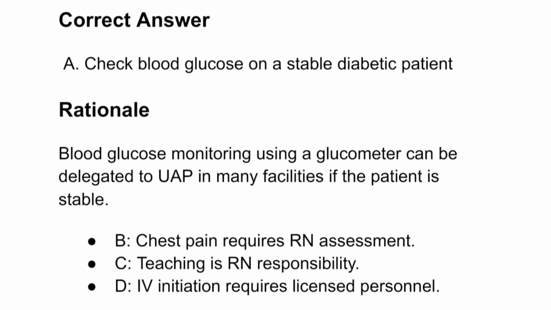Correct answer, A. Check blood glucose on a stable diabetic. Rationale: blood glucose monitoring using a glucometer can be delegated to UAP in many facilities if the patient is stable. A. Chest pain requires RN assessment. C. Teaching is RN responsibility. D. IV initiation requires licensed personnel.